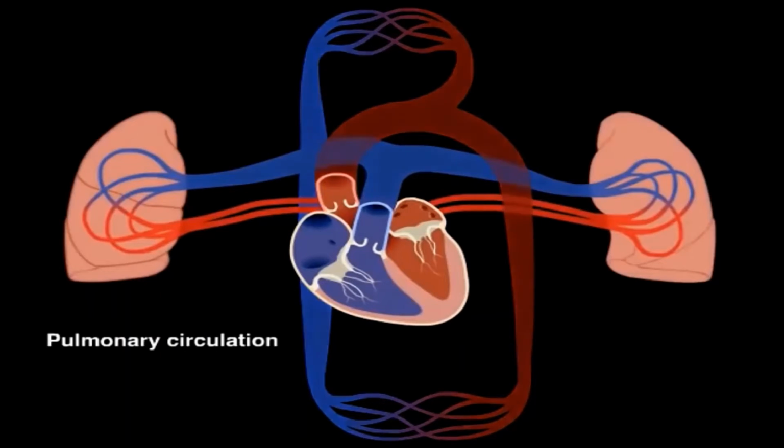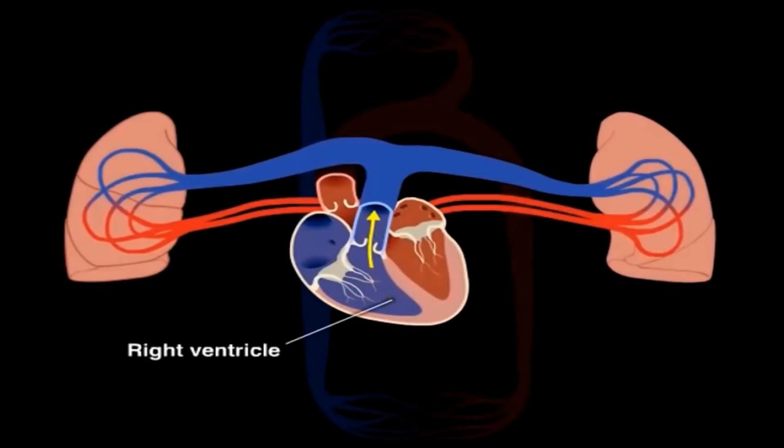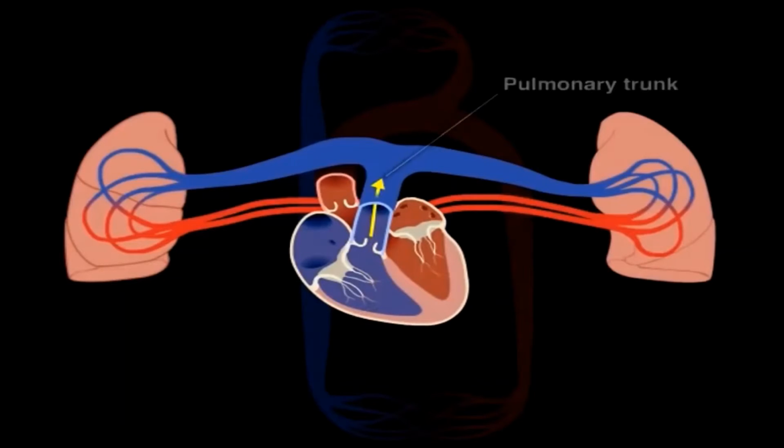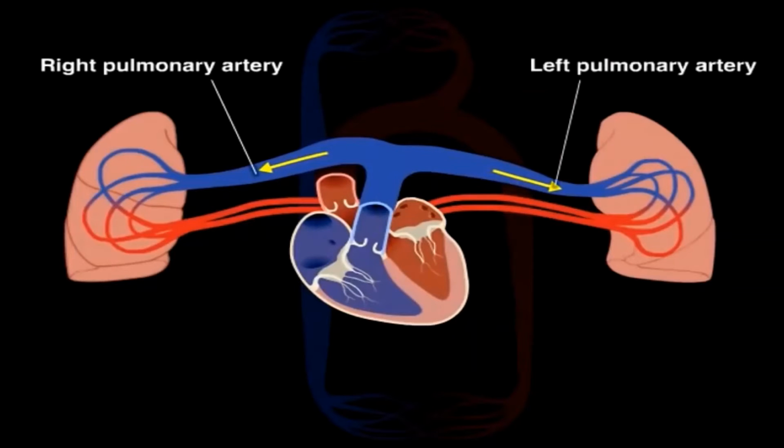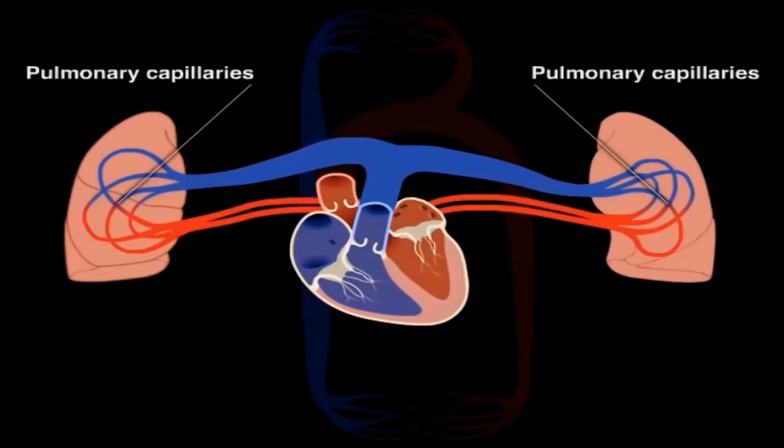The pulmonary circulation carries blood from the heart to the lungs for gas exchange and then returns it to the heart. Oxygen-poor blood is pumped from the right ventricle into the pulmonary trunk. The large pulmonary trunk divides into the right and left pulmonary arteries. These arteries transport blood to the right and left lungs.